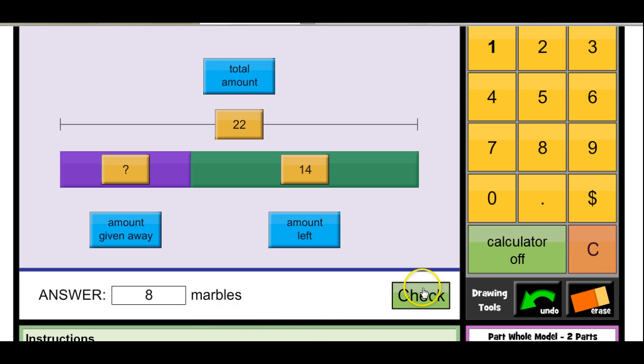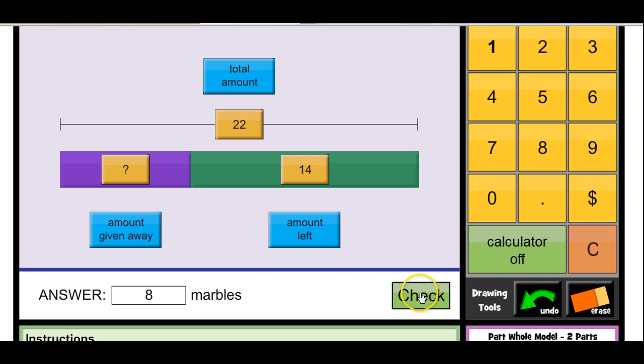We're going to check to see if our answer was correct. But before I check, I just wanted to go over the calculator that is given here, but you can turn it off. You can clear it. You can undo your drawings and erase if you discover that you've made a mistake within your bar modeling, the labels, or the values.